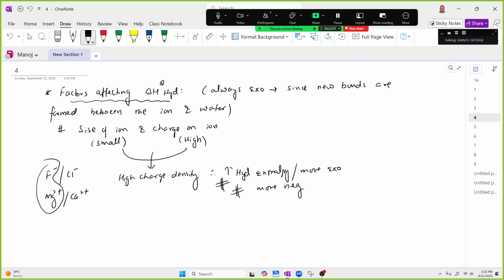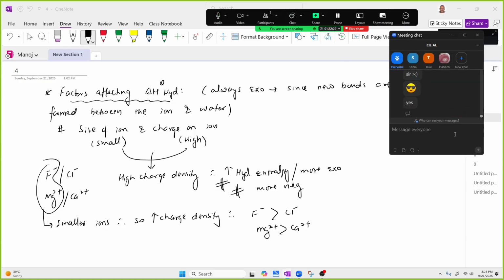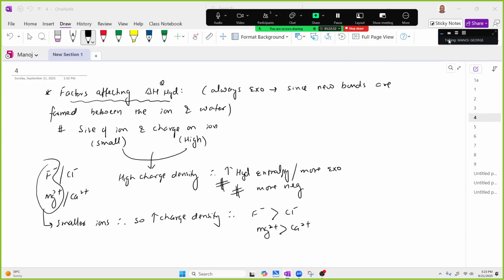you understand these ions are smaller ions. Because they are smaller ions, they have high charge density. And because they have high charge density, therefore fluoride ion will have more hydration enthalpy than chloride, and magnesium ion will have more hydration enthalpy than calcium ion. Does this make sense to you? Give me yes or no. Everyone is clear? Okay.